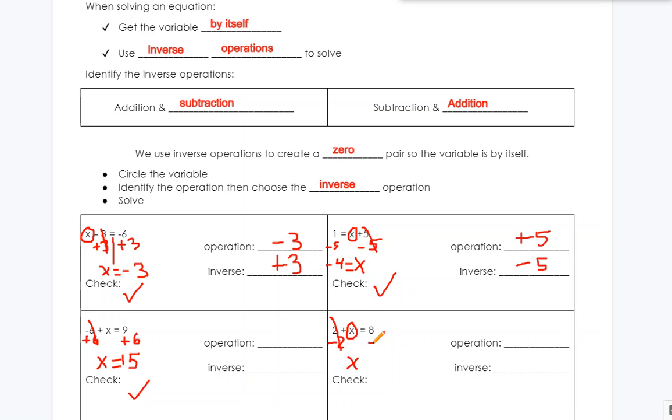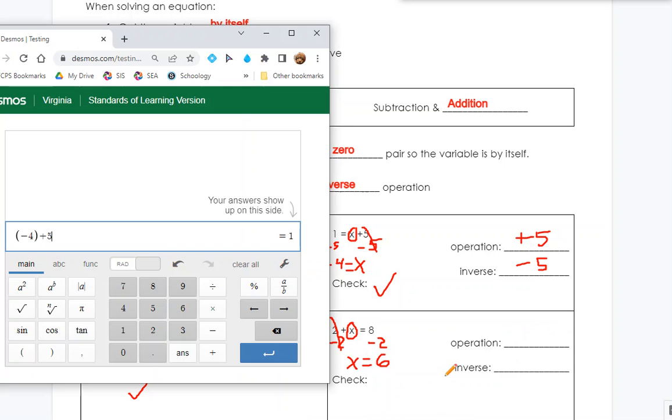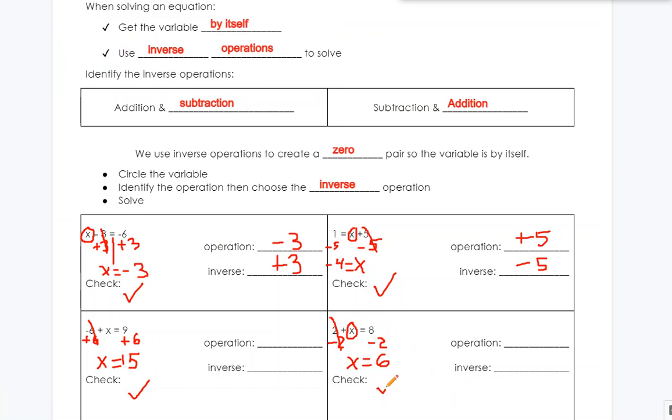So now I can do the same thing to the other side. I'm going to do minus 2 over here. 8 minus 2 will equal 6. So once again, I could always check my work. I can put it in here. It says 2 plus x, so I'm going to do 2 plus, and then for x, I'm going to put parentheses 6, and that gives me 8, and that's what they wanted, so I know I got it right.